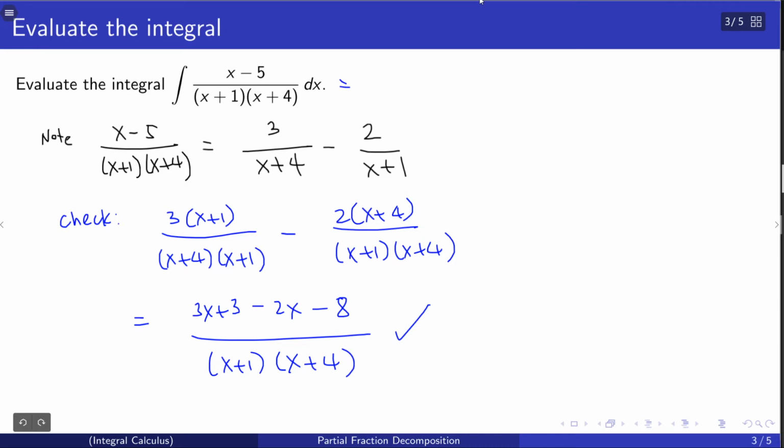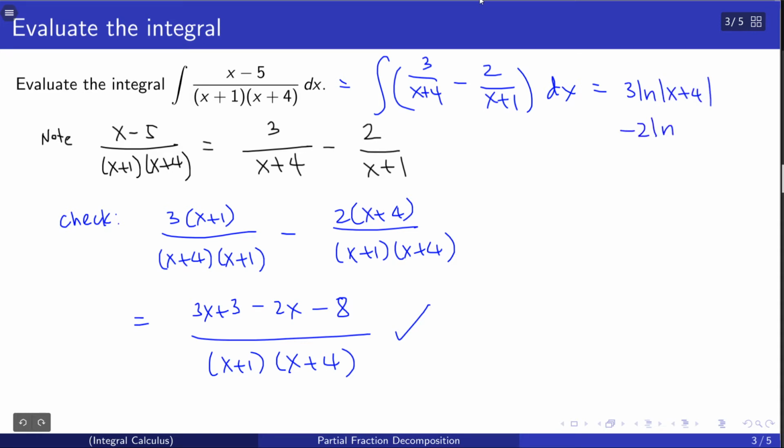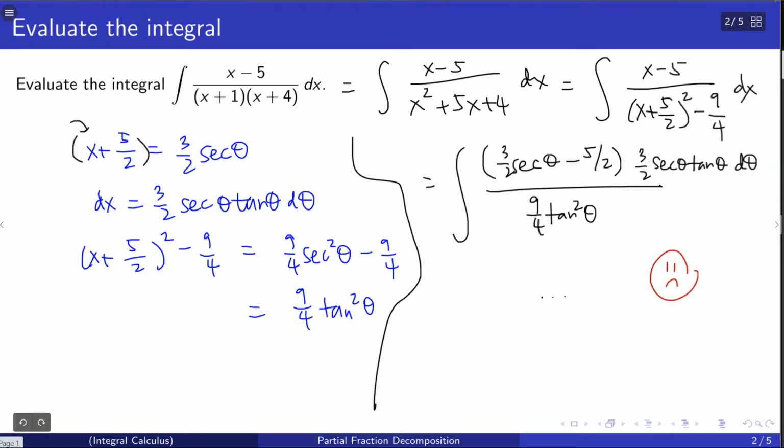Okay, so therefore this integral is just the integral of 3/(x + 4) − 2/(x + 1) dx. Immediately, this tells me this is now 3 ln|x + 4| − 2 ln|x + 1| + C. Right, and so compare the two methods that we tried. Here, we needed to use secant, and then we got an integral with secant and tangent. And we would still need to split that up anyway, because of this minus sign.